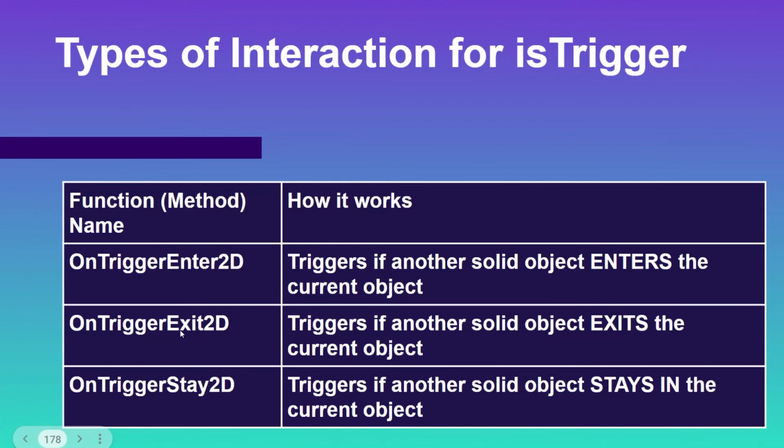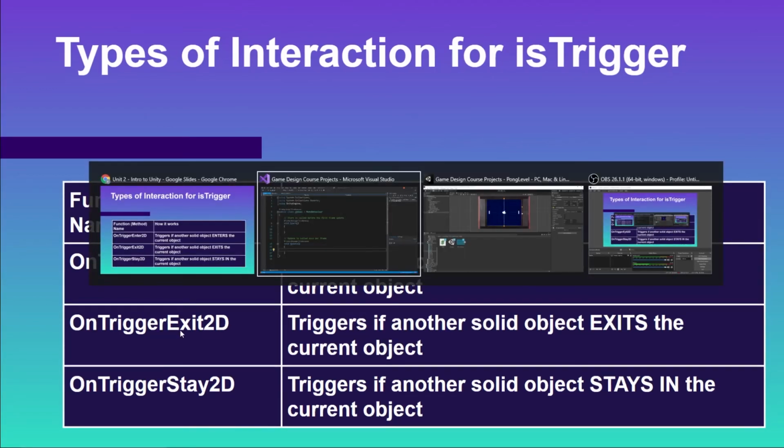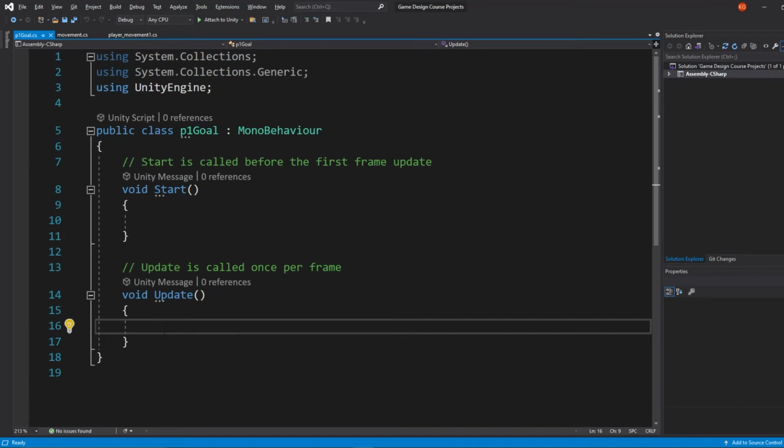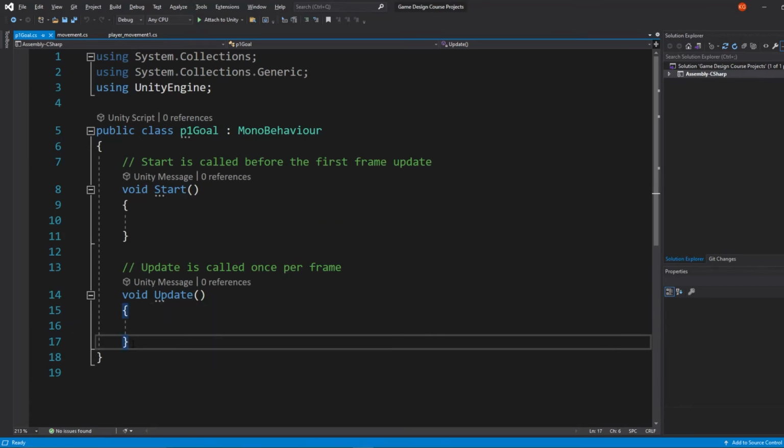Now, as I told you guys before, there are 3 different types of interaction for each trigger: OnTriggerEnter2D, OnTriggerExit2D, and OnTriggerStay2D. All these interactions happen inside of their own function. So the way we're going to do this is we're going to go back to the code. And after the void Update, so after line 17, for example, at the end of void Update, I'm going to press Enter 2 times.